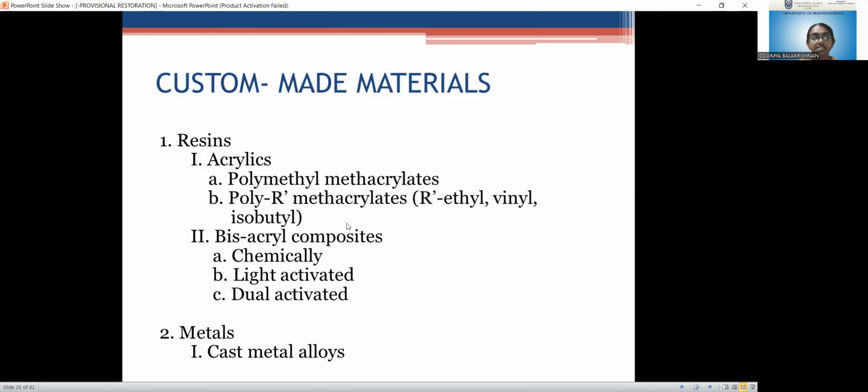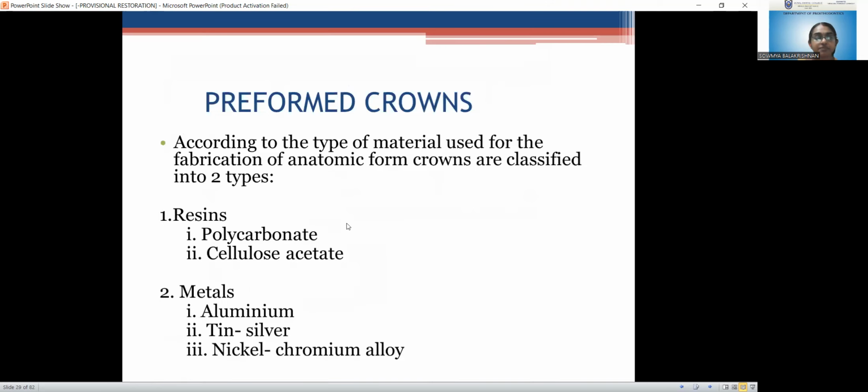What are the different custom-made materials used as provisional restorative materials? That is mainly resins and metals. In resins, we have two types, acrylic and bisacryl composites. The acrylics are polyethyl methacrylate and polymethyl methacrylate. In the case of bisacryl composites, they are chemically activated, light activated, and dual activated. In the case of metal, we have cast metal alloys.